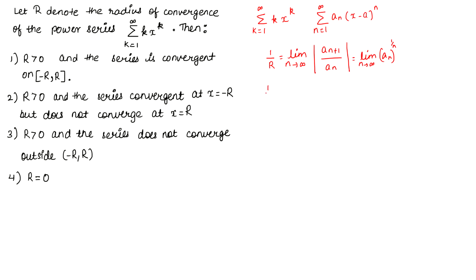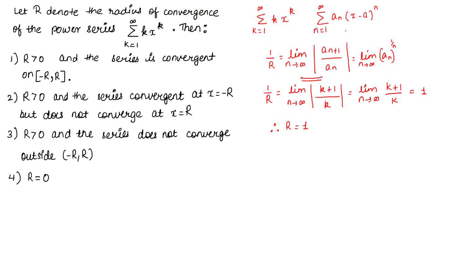Alright, so here the radius of convergence can be found by this formula, and 1 by r is equal to limit n tends to infinity, where a n plus 1 is k plus 1 and a n is k. So it is equal to limit n tends to infinity k plus 1 by k, and this is equal to 1. Therefore, the radius of convergence is 1. So the radius of convergence of the series is 1.